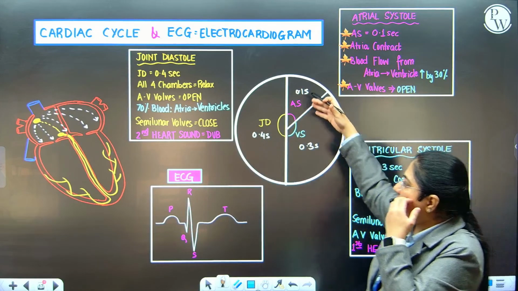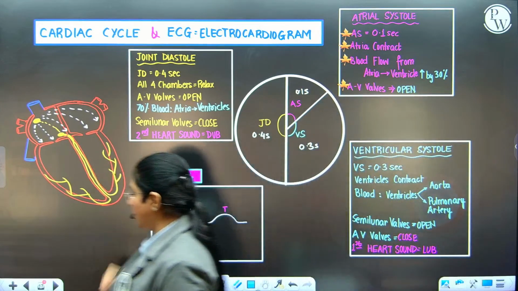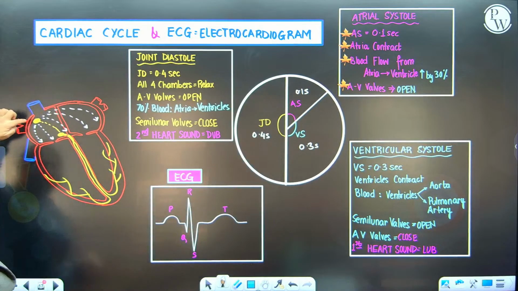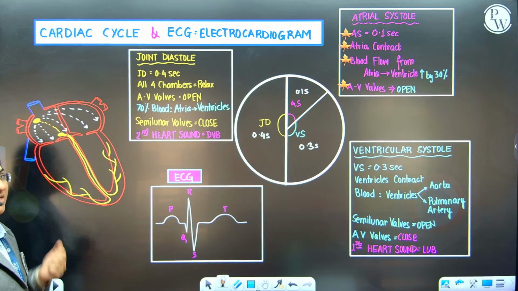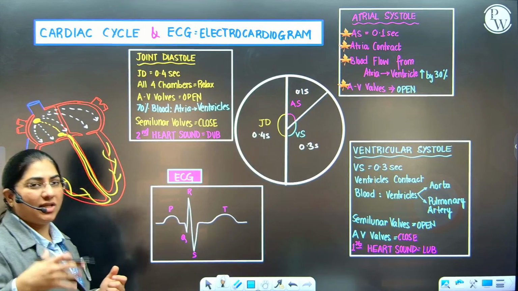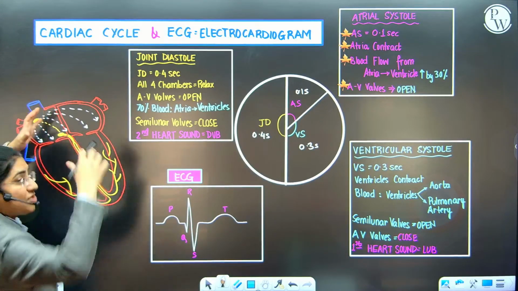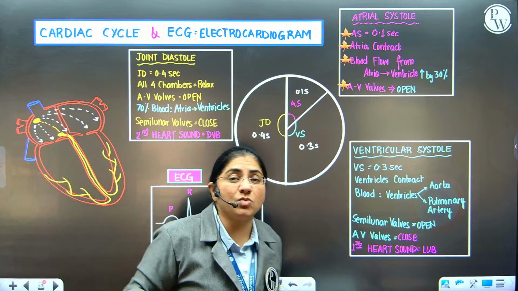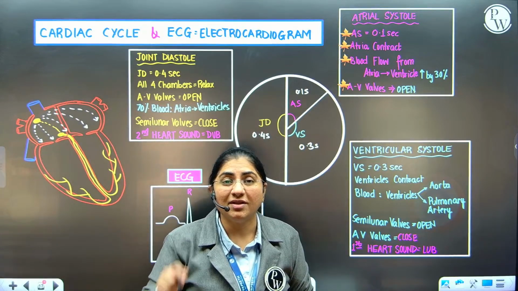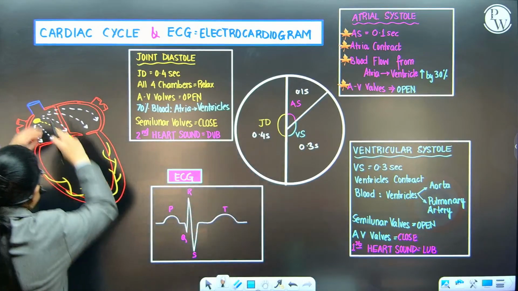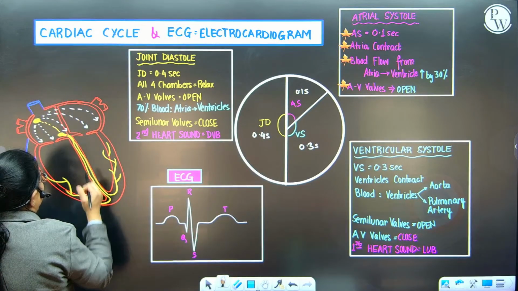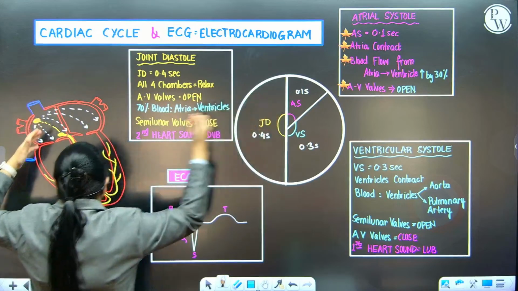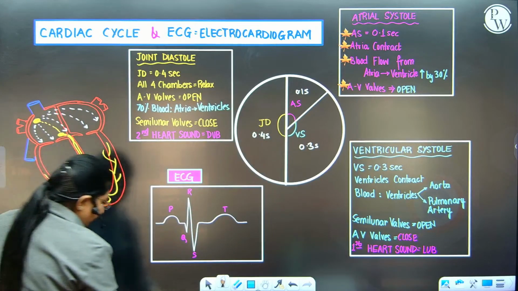Now what happens when all of this occurs? Let us see here. We said that the SA node generates its impulse which passes through both the atria. When it passes through both the atria, it brings about depolarization of the atria, and I just told you, depolarization means what? Systole or diastole? It is systole. So when it passes through both the atria, it brings about contraction of the atria, called atrial systole, which lasts for just 0.1 second.